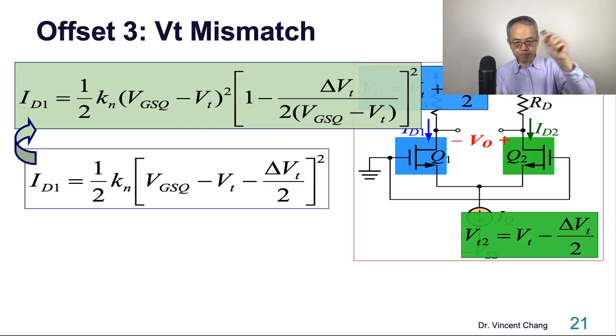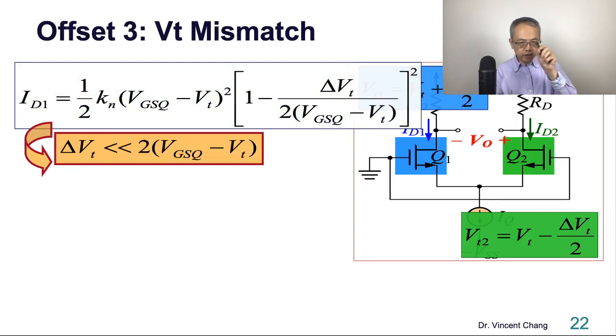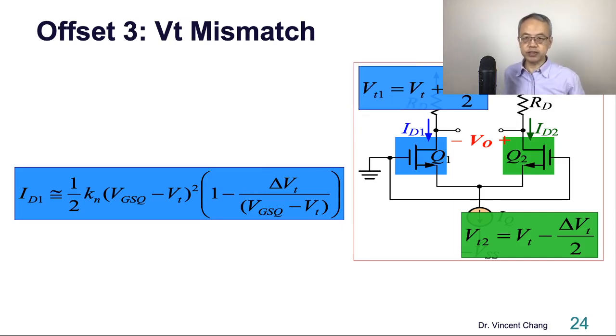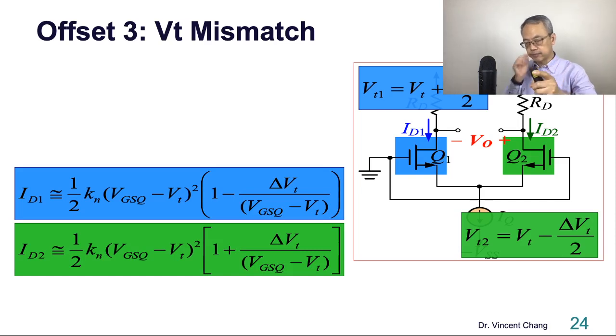Then let's assume it's the parabola, a square law. But let's assume the delta VT is very small. Then the second order term is negligible compared to the first order term, so you just keep the first order term. So here's ID1. In the same way, you can lay out the drain current of Q2.